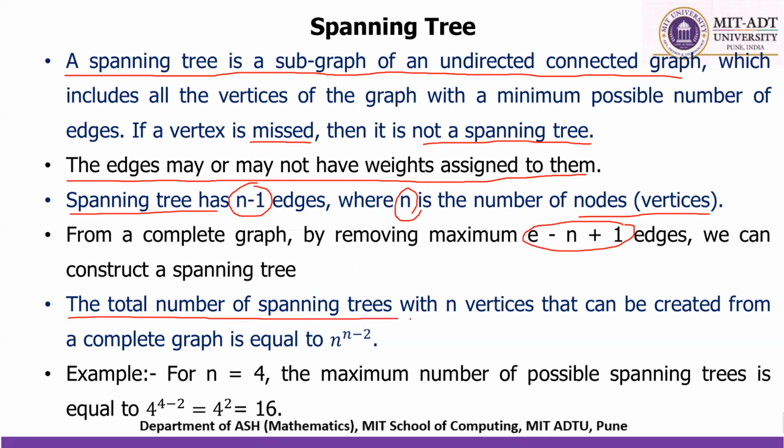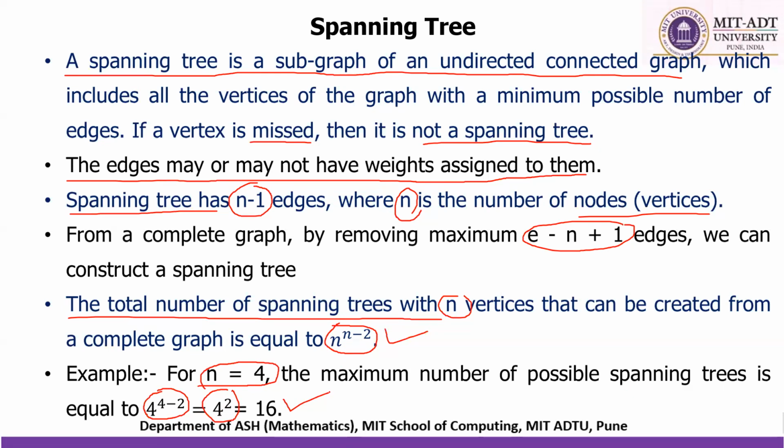The total number of spanning trees with n vertices that can be created from a complete graph is equal to n to the power n minus 2. Let us take one example. If n is equal to 4, the maximum number of possible spanning trees is equal to 4 to the power 4 minus 2, according to the formula. N is 4 over here. So 4 to the power 4 minus 2, which is 4 squared, equal to 16.